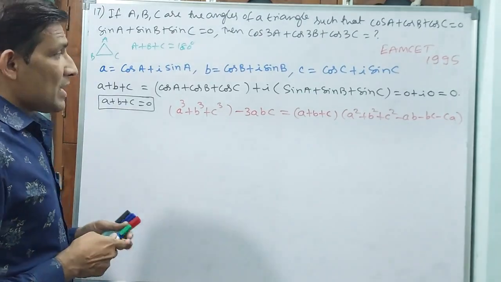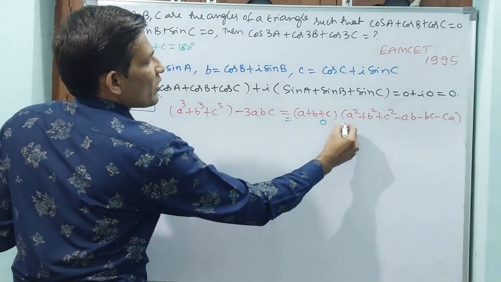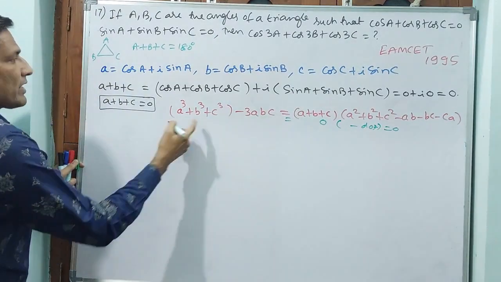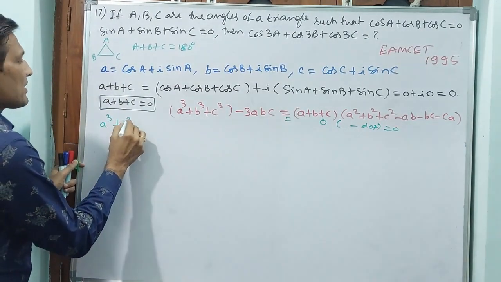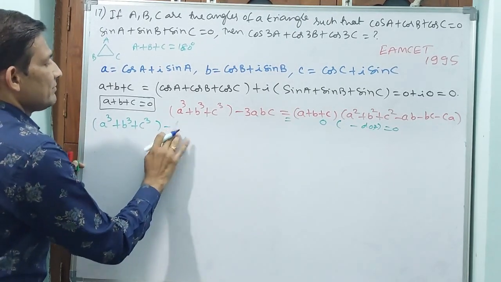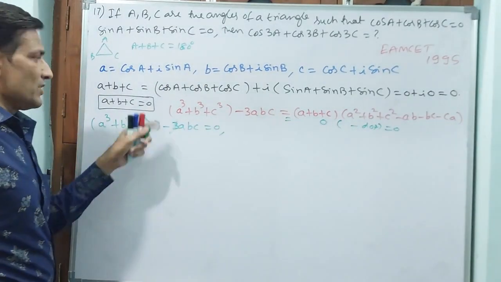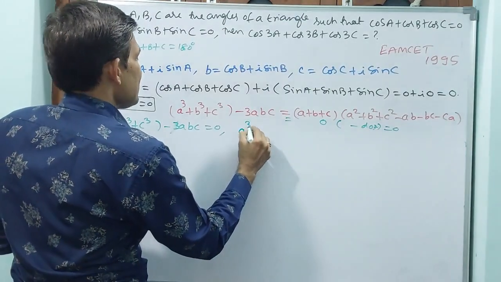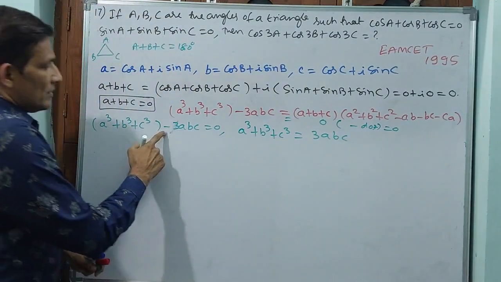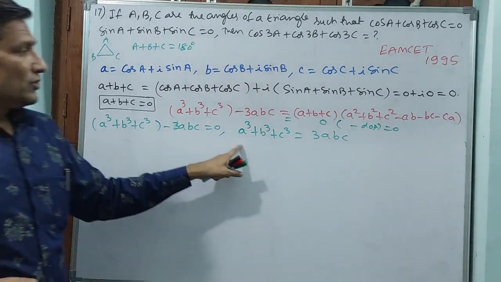But you see, A plus B plus C equal to 0. That means, if this is 0 into something, automatically this is going to become 0. Then how can I write this? I can write like this: A cube plus B cube plus C cube minus 3abc is equal to 0, because A plus B plus C is 0. Then shall I write like this: A cube plus B cube plus C cube is equal to 3abc. This is minus; if it goes that side, it is going to become plus. This is crucial for us.